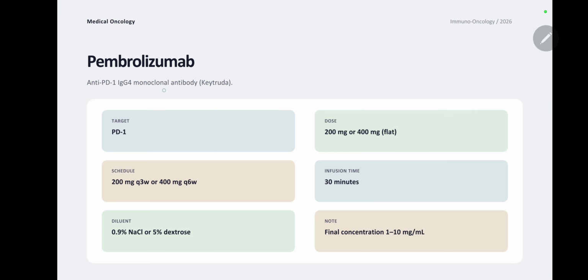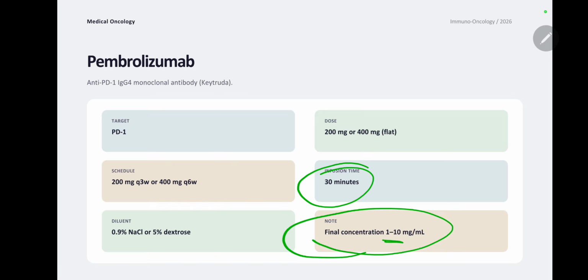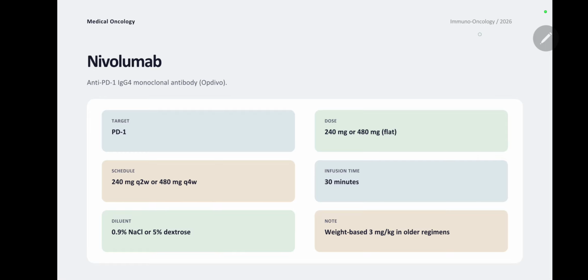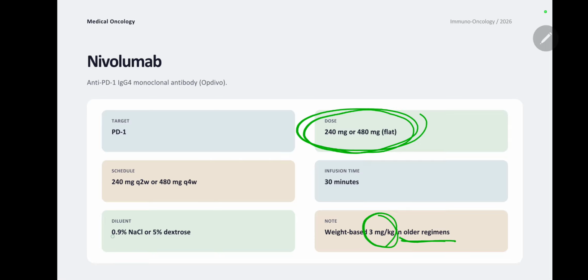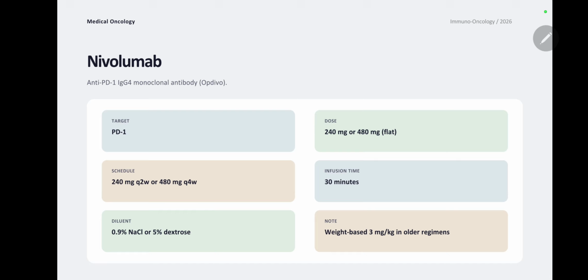Okay. So one is pembrolizumab, used as a flat dosage of 200 and 400, given as a 30-minute infusion. Final concentration is made as 1 to 10 milligram per ml, and it is always given in NaCl or dextrose solutions. Second is nivolumab. Nivolumab is also used as 240 and 480, and previously it was used on a weight basis, 3 mg per kg, in the older regimen. That is also given in NaCl and dextrose solution.